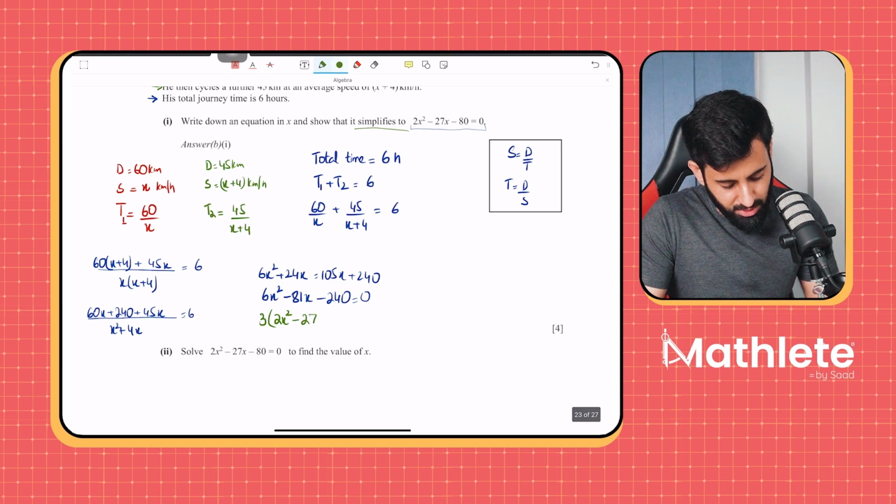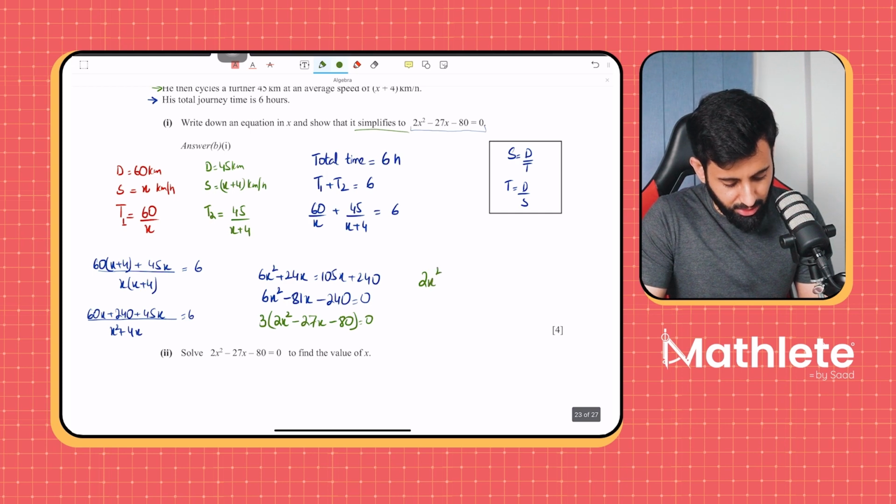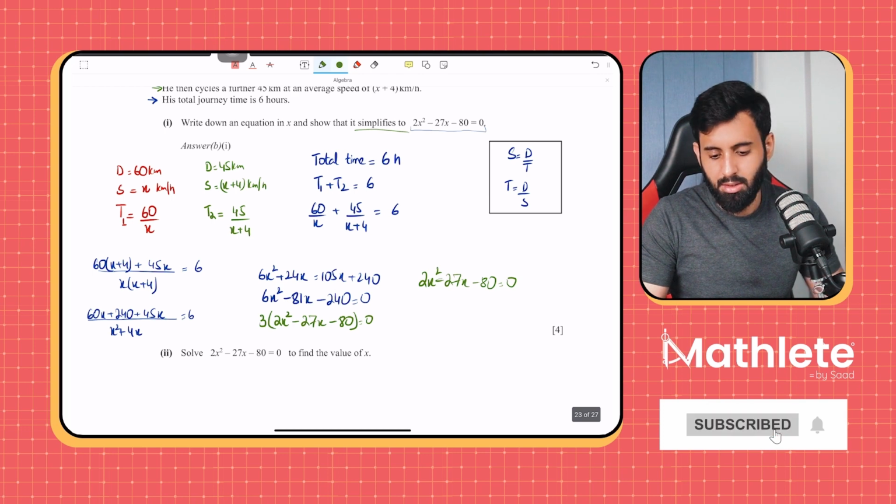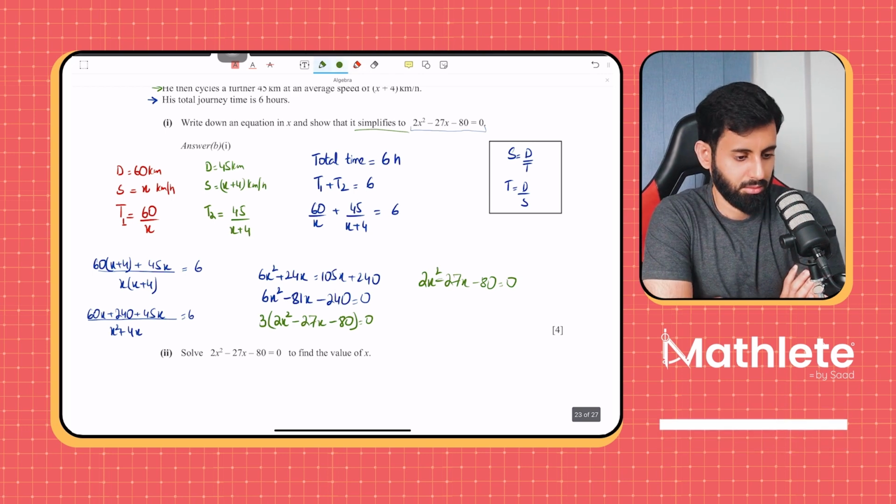81 divided by 3 is 27. 240 divided by 3 is 80, equals 0. Now what happens to the 3? It disappears because 0 gets divided by 3. So we have 2x squared minus 27x minus 80 equals 0. And that's it. That's your answer.